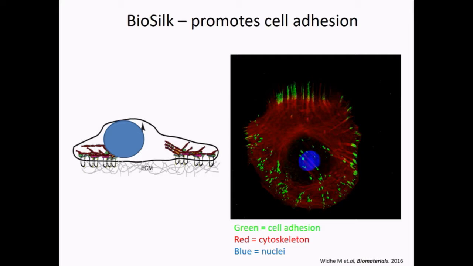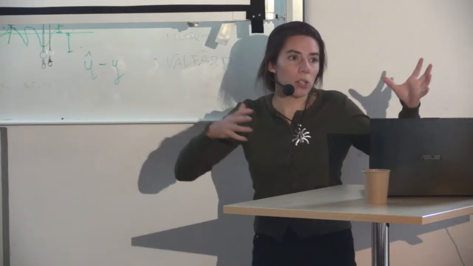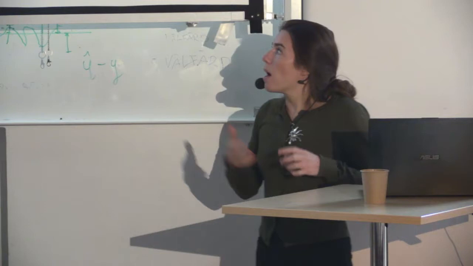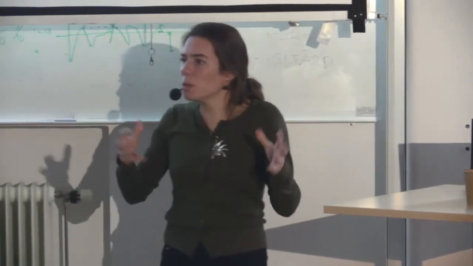So here is an example of a human cell that is on a biosilk, and here we have stained the interaction between the cell receptors and the material in green. So you can see here that they are attaching to the biosilk. With this bioactive part and the three-dimensional network from the silk, we think that we can build tissue. But how should we get the cells into the silk?